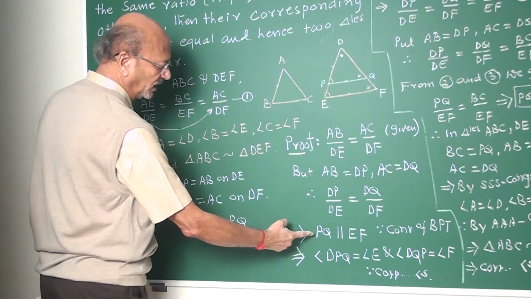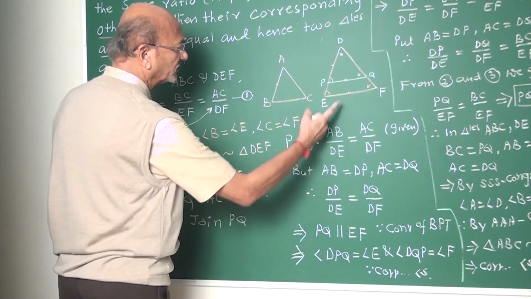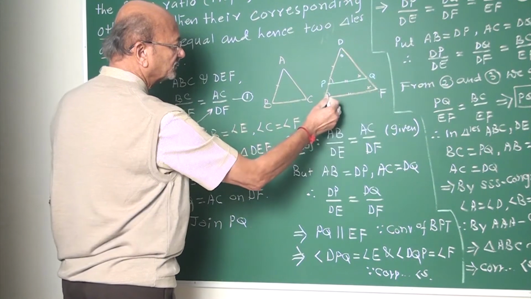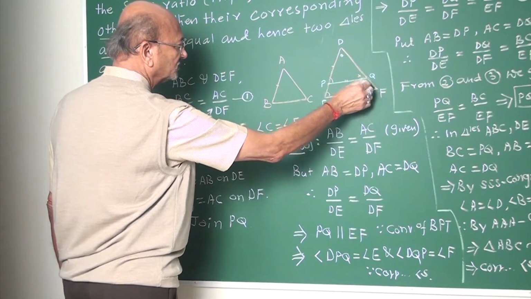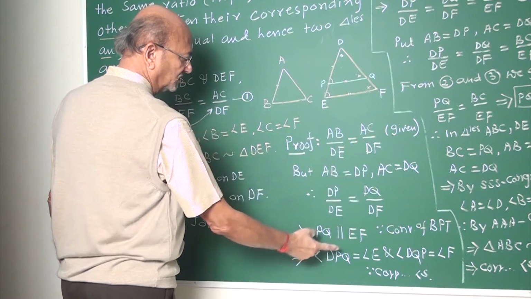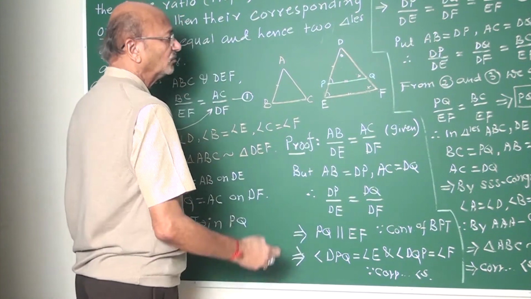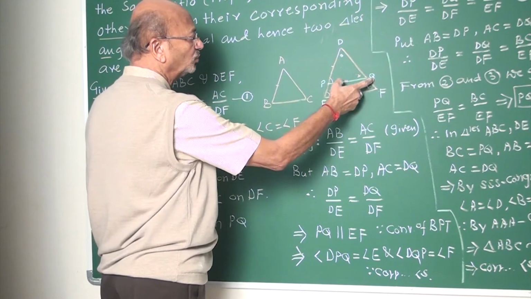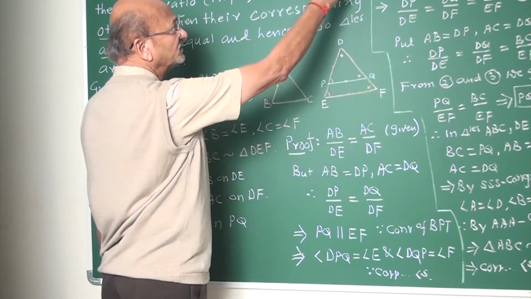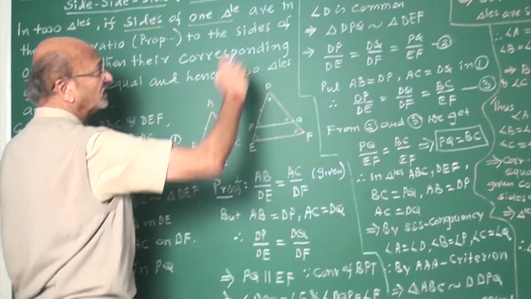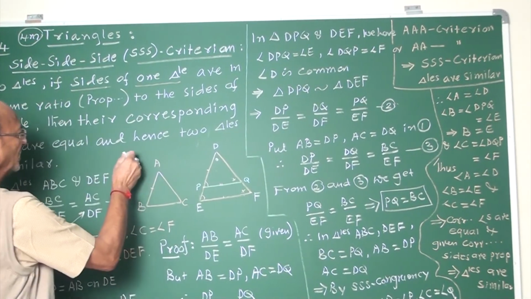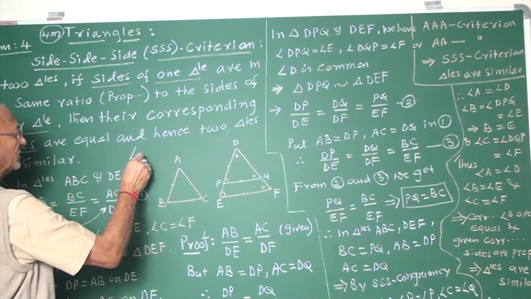By the converse of BPT, we have PQ parallel to EF. Parallel means these are corresponding angles. Then we consider what? Triangles DPQ and DEF. We have, my friends, in these two triangles, see.